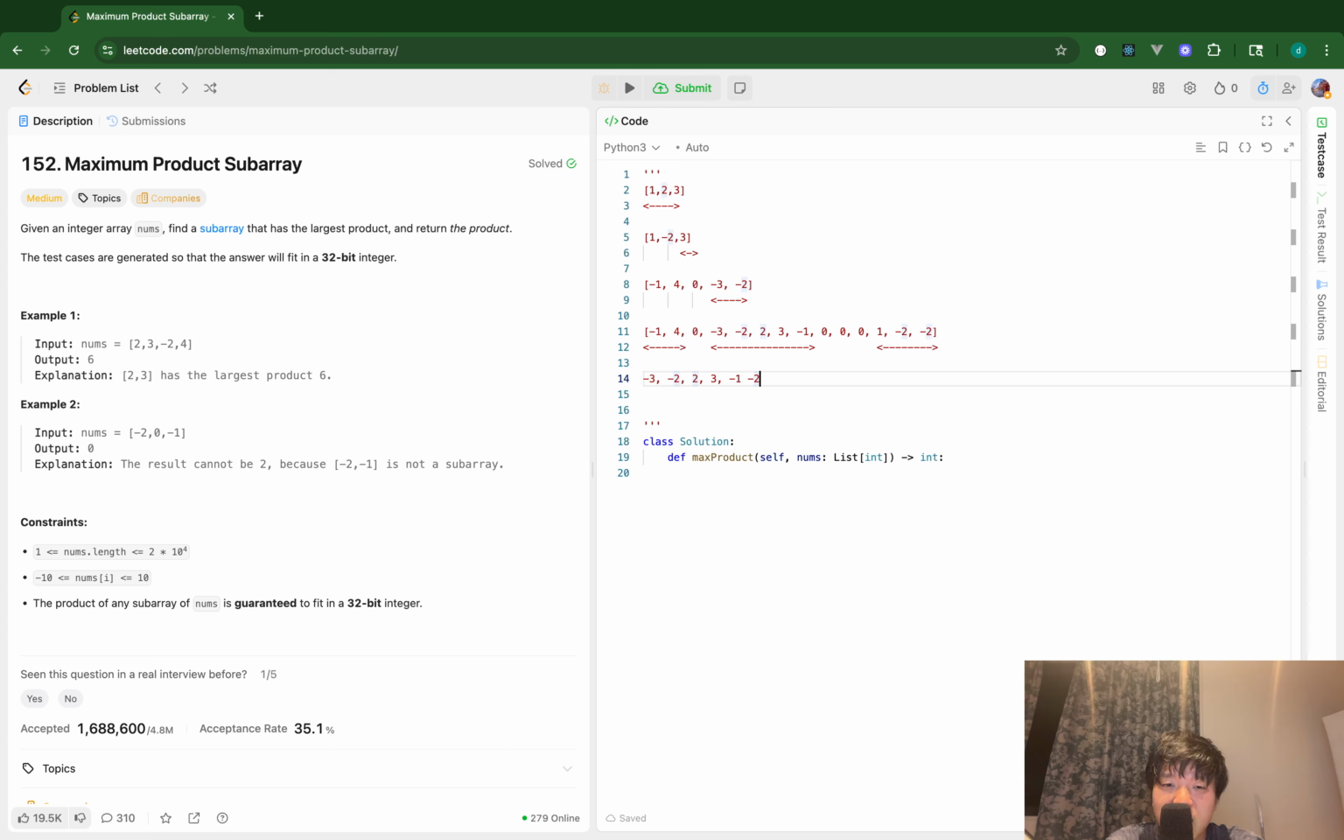So that being said, one idea I've just come up with is I always think of the maximum positive and minimum negative.